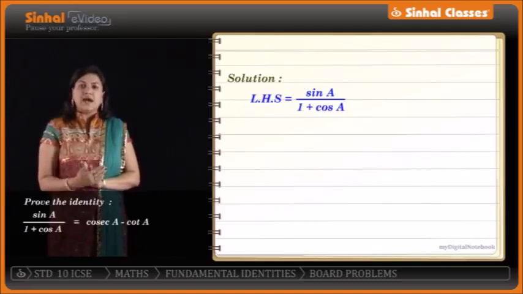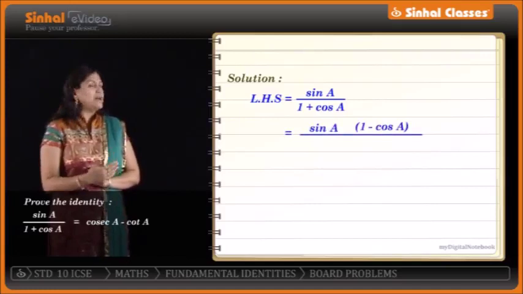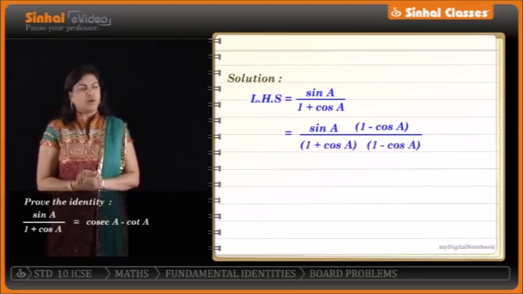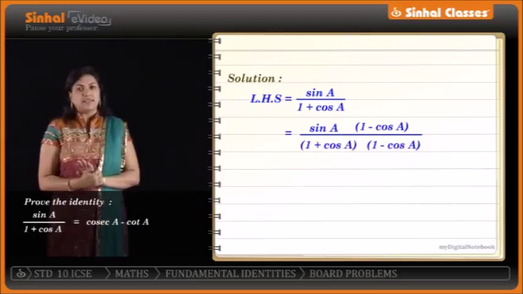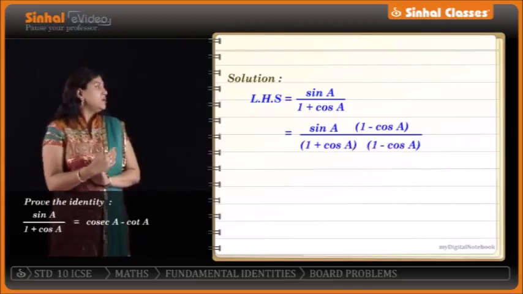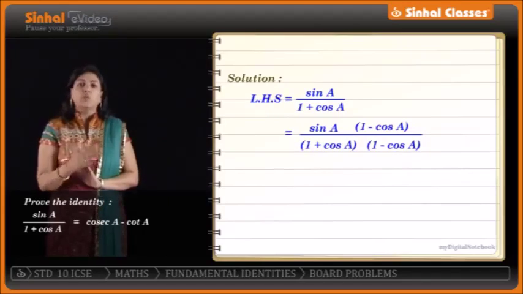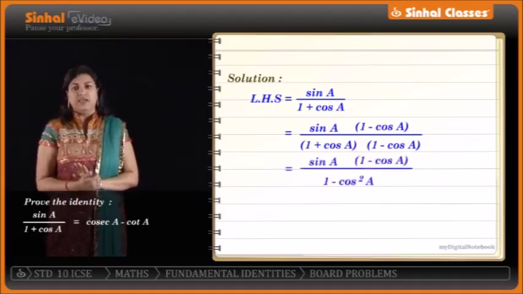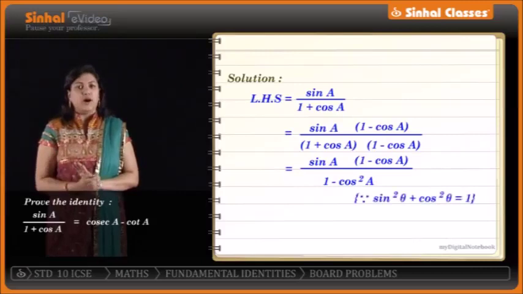We get sin a into 1 minus cos a upon 1 plus cos A into 1 minus cos A. Now in the numerator, we keep it as it is. The denominator, 1 minus cos A into 1 plus cos A gives us 1 minus cos square A, which is nothing but sin square A, because of the identity, sin square A plus cos square A equal to 1.